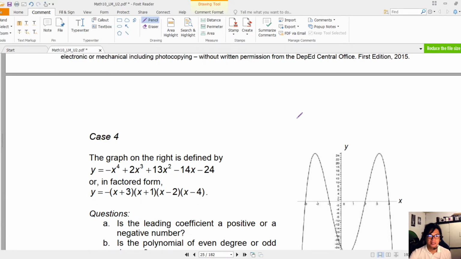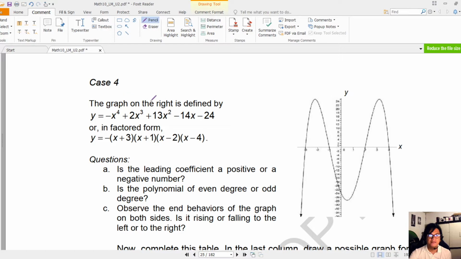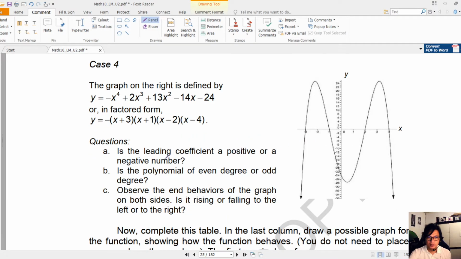The last case is the graph on the right is defined by negative x to the 4 plus 2x cubed plus 13x squared minus 14x minus 24. Or in factored form ito. So, what is the leading coefficient? Obviously, negative. What is the degree of the polynomial? It's even. 4 is an even number. And what is the behavior of the end of the graph? Endpoints and behavior of the graph. It's falling, falling.